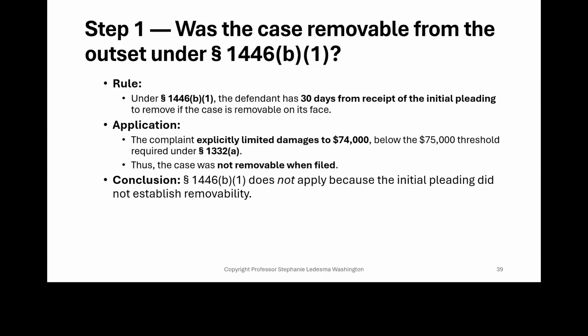Let's go through it. Does my notice of removal make it, or is my notice of removal a break it? Step one. Here's your process. Was the case removable from the outset?